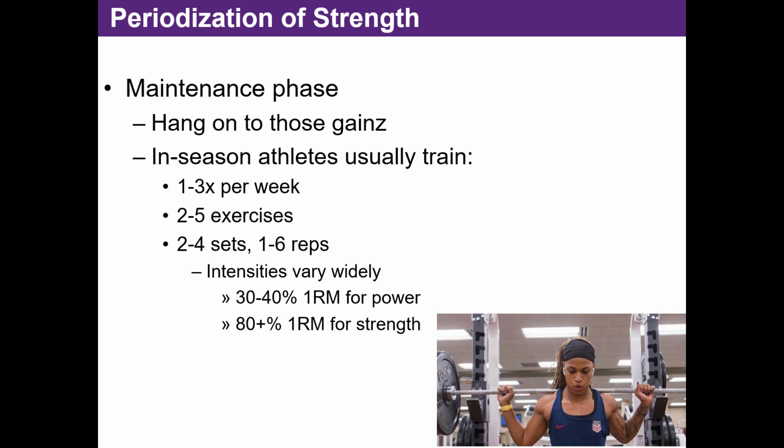So in season, the athletes typically train 1 to 3 times per week, 2 to 5 exercises, 2 to 4 sets, and then 1 to 6 repetitions. So it is a relatively low number of reps. You're not often in there doing sets of 10 or 12 or whatever. But the key to maintaining the gains that you've made is to maintain intensity. So it's not about the number of repetitions. It's not as much about the number of sets.